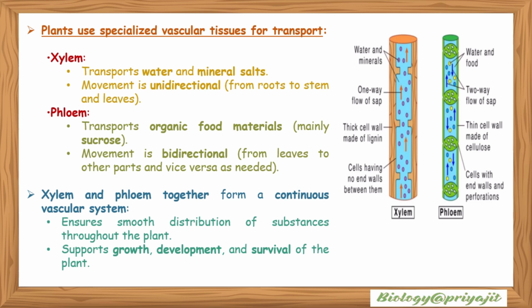Here the diagram shows the xylem has water and minerals and transport. It conducts water and mineral transport, and one-way flow of sap occurs here. A thick cell wall made up of lignin is present in xylem, and cells have no end walls between them. But the phloem cells have end walls and perforations between them. Cell wall is made up of cellulose. There is a two-way flow of sap, and water and food are transported through the phloem.